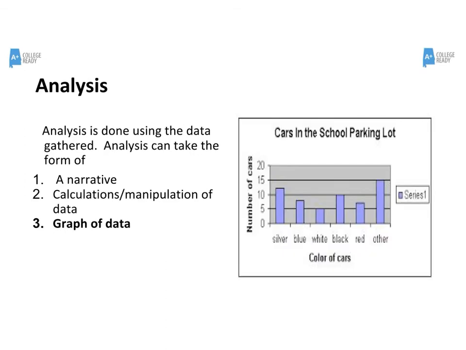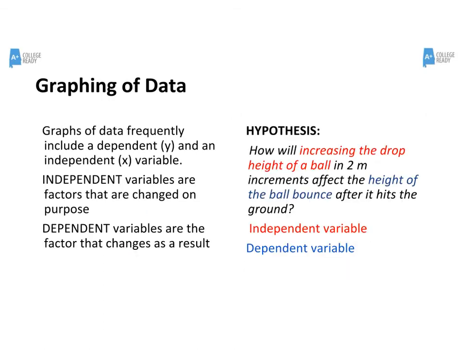Analysis is done using the data gathered. Analysis can take the form of a narrative, or calculations and manipulations of that data, or frequently a graphing of that data. Graphs of data frequently include a dependent and independent variable. The dependent variable is graphed on the y-axis, while an independent variable is graphed on the x-axis. The independent variables are factors that are changed on purpose, while the dependent variables are the factors that change as a result.